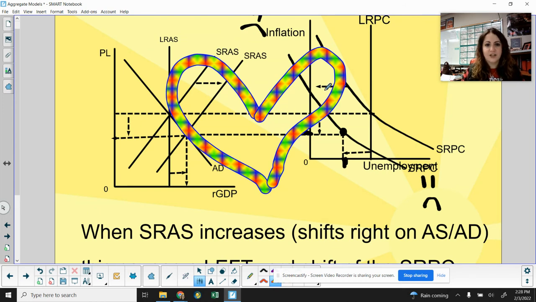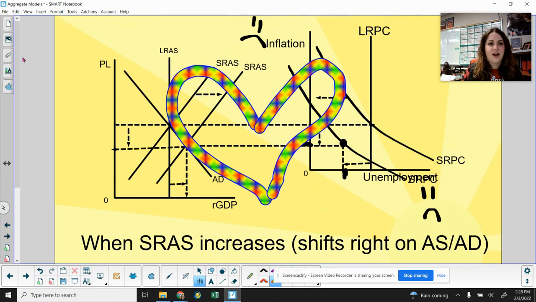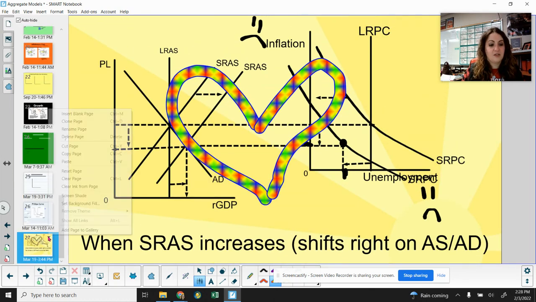When aggregate supply increases and that causes the Phillips curve to shift left, that's great. Prices are low, unemployment's low, GDP is high, everything is fantastic. All right, let's talk about it when it goes the other way.